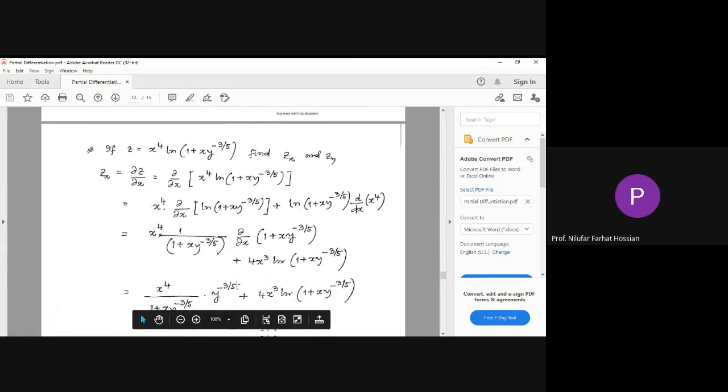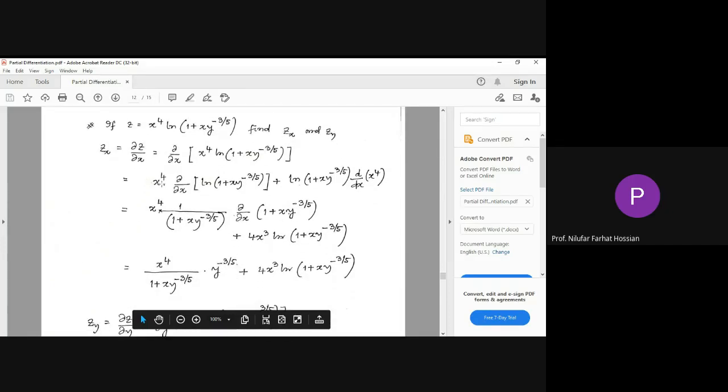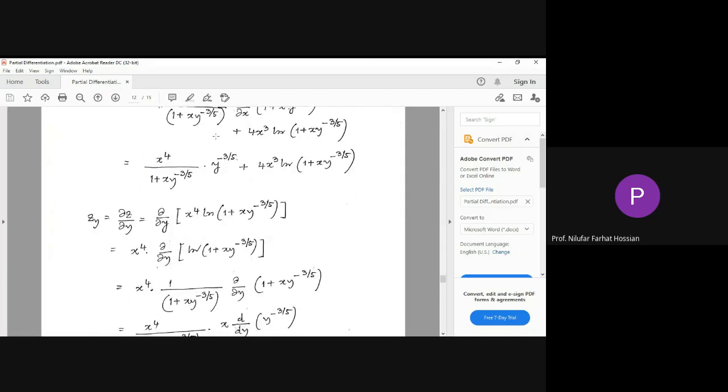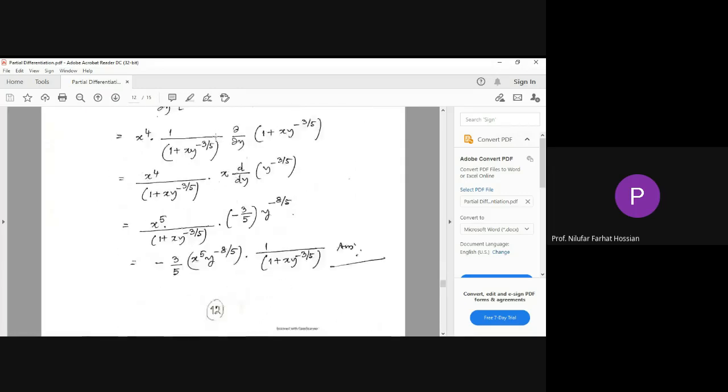Okay, this is another function, a different function. Z equal to x to the power 4 into ln of this. Find zx and zy. Zx and zy means, okay, you see this is only a function of two variables x and y. I think you can go through it by yourself because the right side is only a function of x and y. I'm not going through the details of it. You please go through it by yourself.